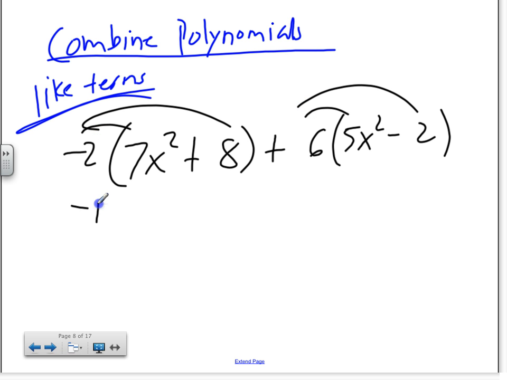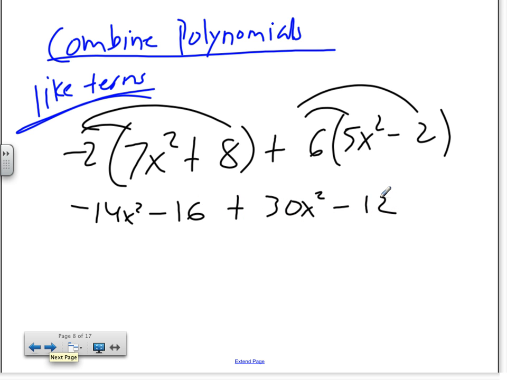Negative 14x squared. Okay. Plus negative 16. Plus, minus, be careful, okay? Always repeat that same thing. It's negative 2 times 8, minus 16. Next, plus 30x squared, minus 12.